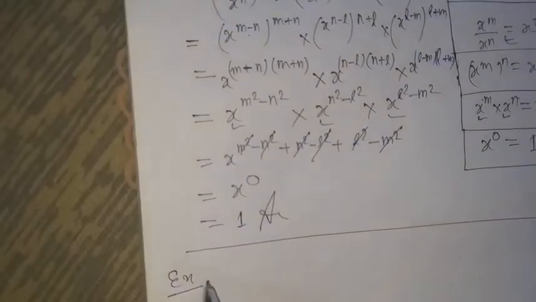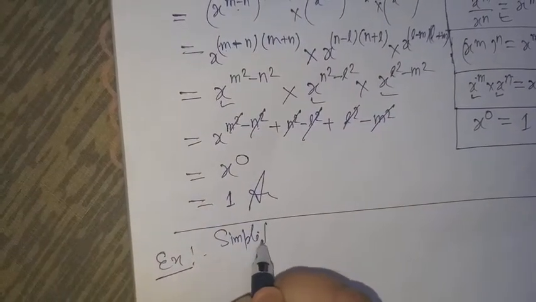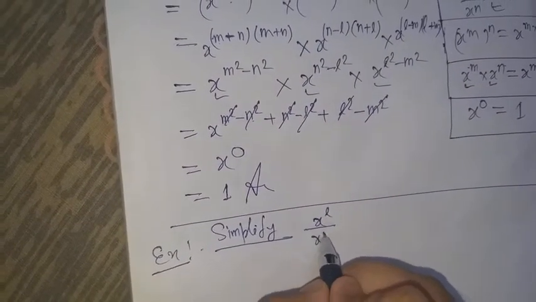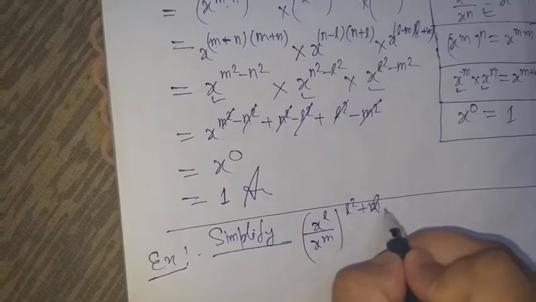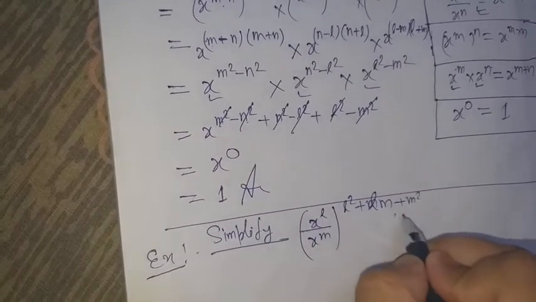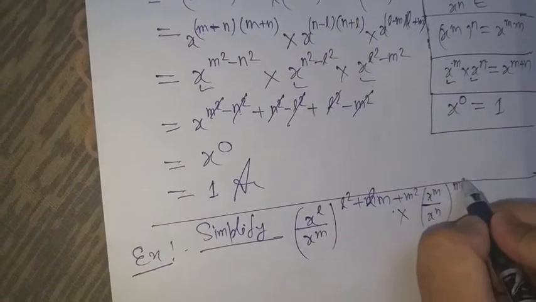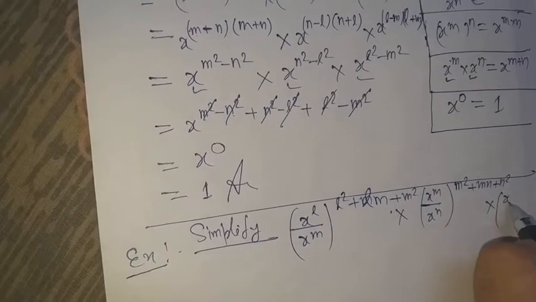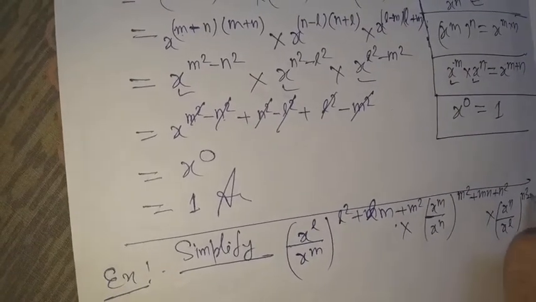Okay, take another example of this type. There is a question: simplify (x to the power l upon x to the power m) whole to the power l square plus lm plus m square, into (x to the power m upon x to the power n) to the power m square plus mn plus n square, into (x to the power n upon x to the power l) to the power n square plus nl plus l square. So you have to simplify this.